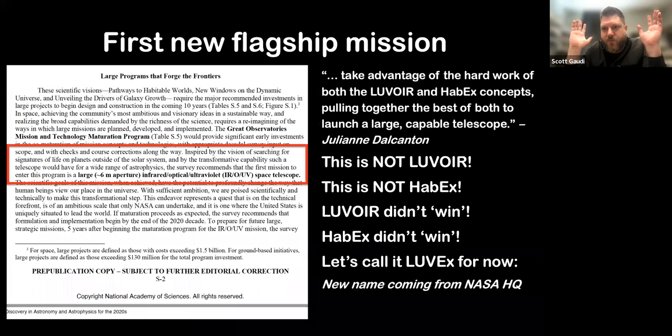It's really something that's imagined to be a hybrid or somewhere in between the two of them, as evidenced by this quote from Julianne Dalcanton, who's on the steering committee. So I like to call it LUVEX because all the other names that I've heard proposed are terrible, but we're still waiting for a new name from NASA headquarters for what this is called.